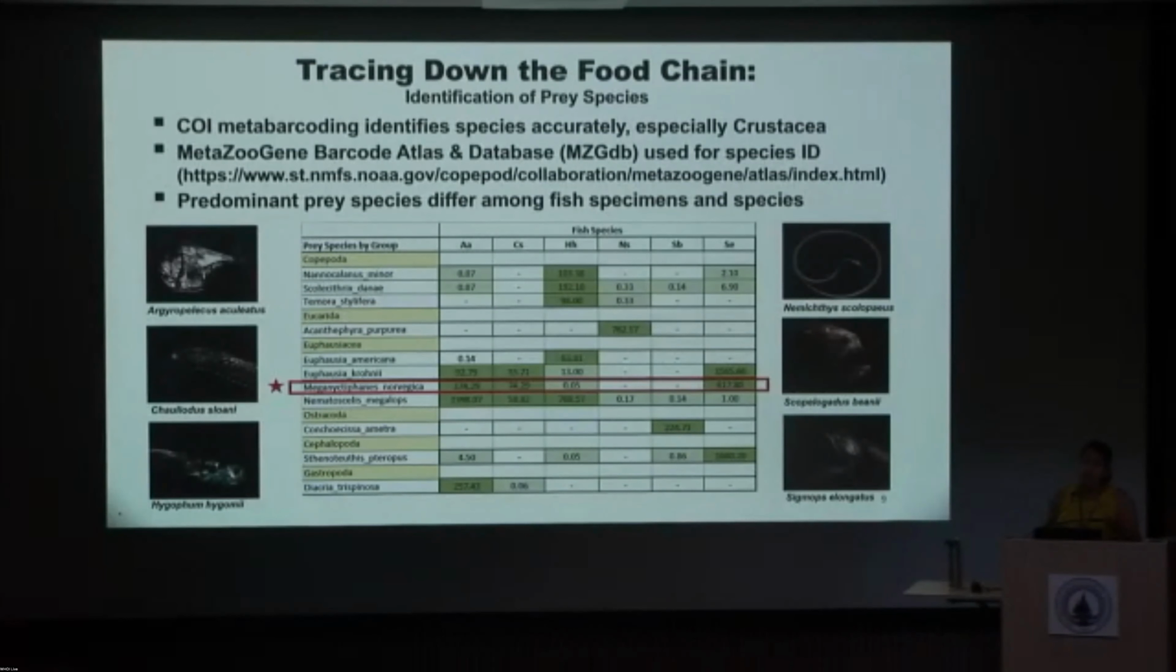And I was mentioning these databases that are really important to be able to identify all these prey components. The one that we are using is the Metabarcoding Barcode Atlas for CO1. And I think Heather yesterday was going to get into metabarcoding, and I highly recommend this database because it's a compilation of GenBank, and so it's a curated database for markers like CO1, 18S, 16S, and I think now soon 12S. So with CO1, we see that the predominant prey species differ among the fish specimens and also the fish species.